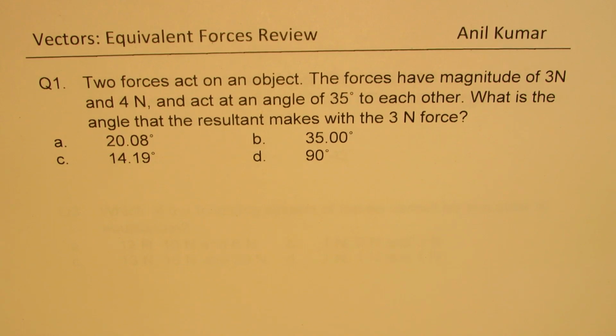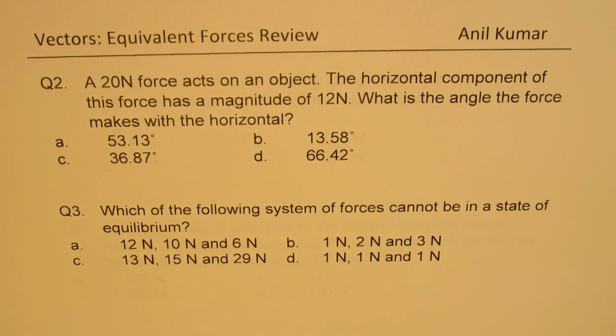Two forces act on an object. The forces have magnitudes of 3 newtons and 4 newtons and act at an angle of 35 degrees to each other. What is the angle that the resultant makes with the 3 Newton force? Question number 2 is, a 20 Newton force acts on an object. The horizontal component of this force has a magnitude of 12 newtons. What is the angle the force makes with the horizontal?